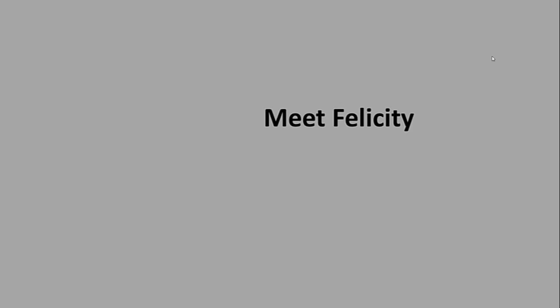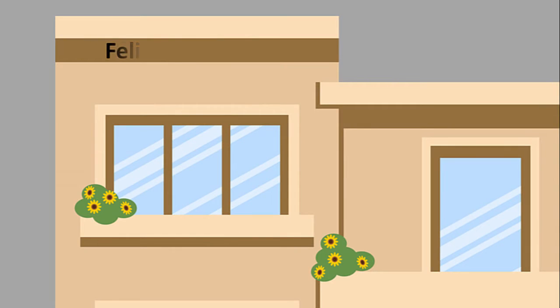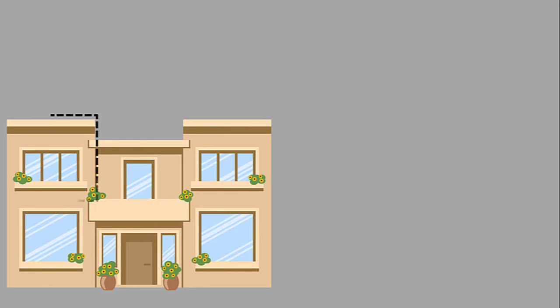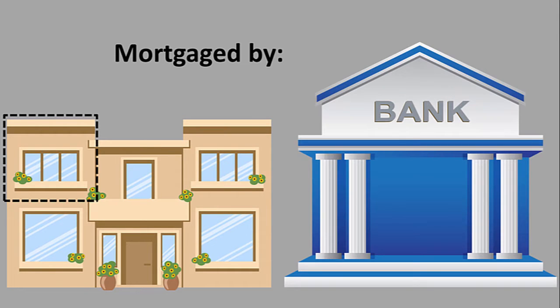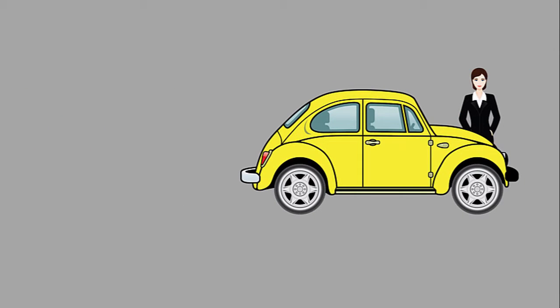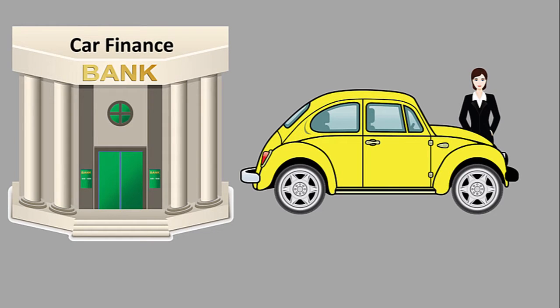Let's get started. Felicity is a young professional lady. She owns a one-bedroom apartment in a nice neighbourhood. Felicity borrowed money from the bank to finance the purchase of her apartment. All she had to start with was a deposit. Felicity recently treated herself to a car in her favourite colour, yellow. She largely financed this with money from the bank, specialising in car finance.